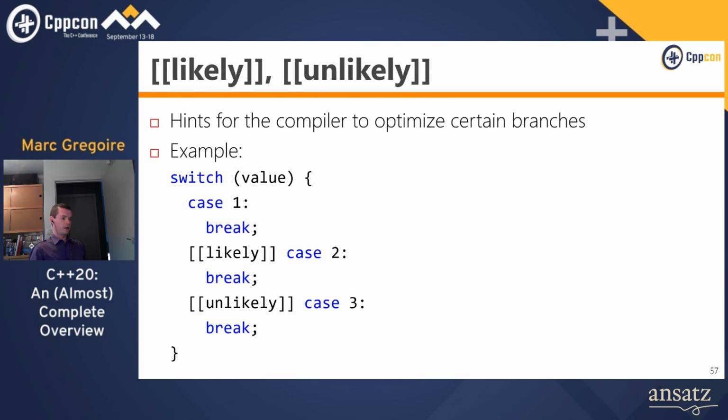There are two new attributes added to the standard. We have likely and unlikely, and they allow you to give hints to the compiler for certain optimizations. So in this case, if you know that case 2 is much more likely than the other cases, you can put an attribute there. If case 3 is less likely than anything else, you can put an attribute there. And the same thing can be done with branches of if statements.